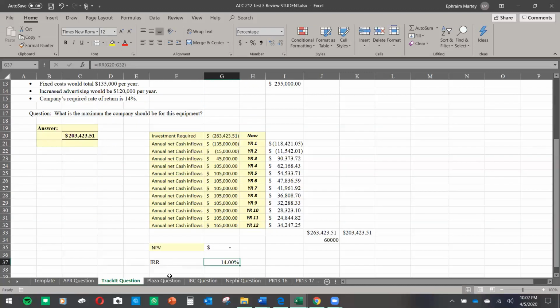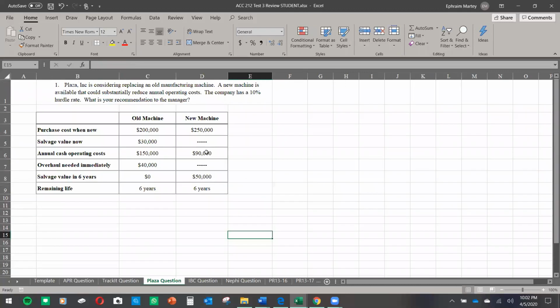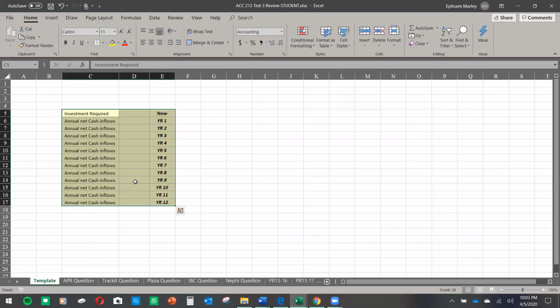I'm glad this makes sense. Let's move on to the next one. So we have this company, now debating whether to keep an old machine or to buy a new machine. We use the same template to find out. I've always told you, find out what you know and then figure out what you don't know. So I have this template here that I'm going to use.